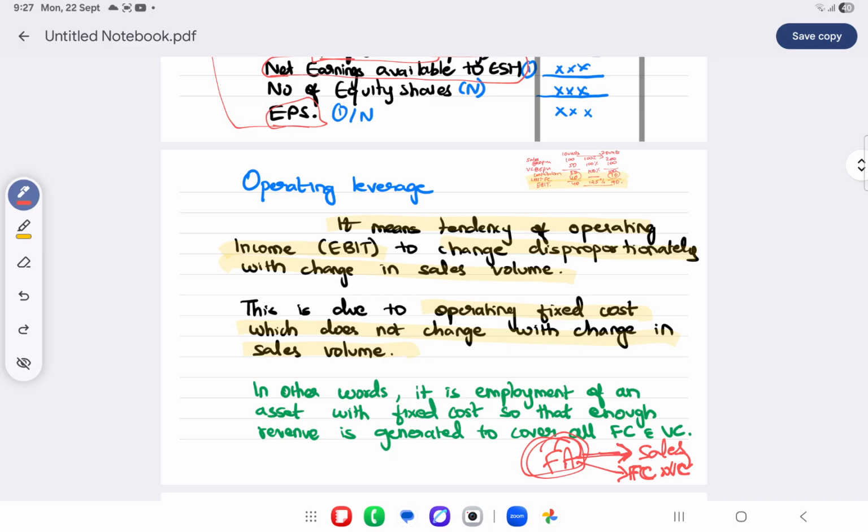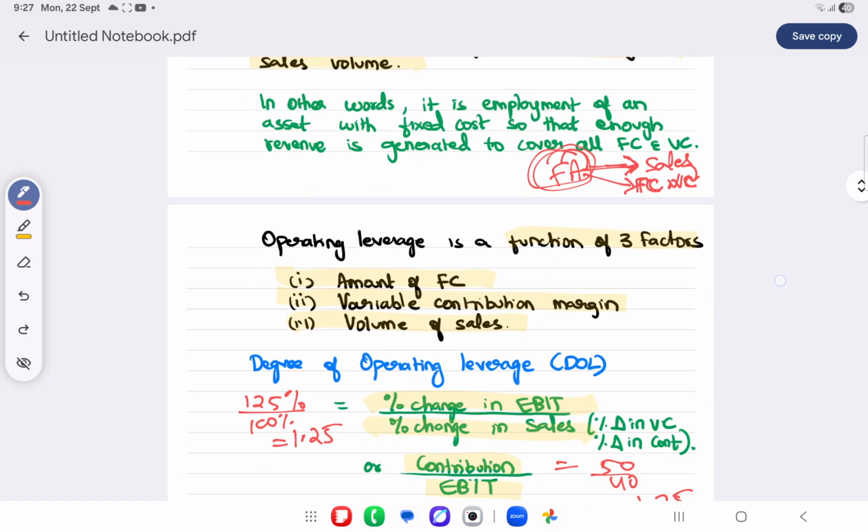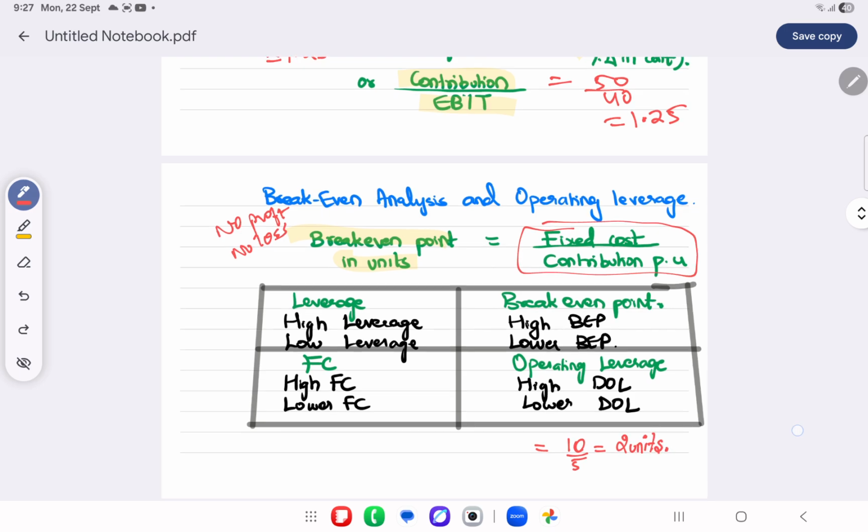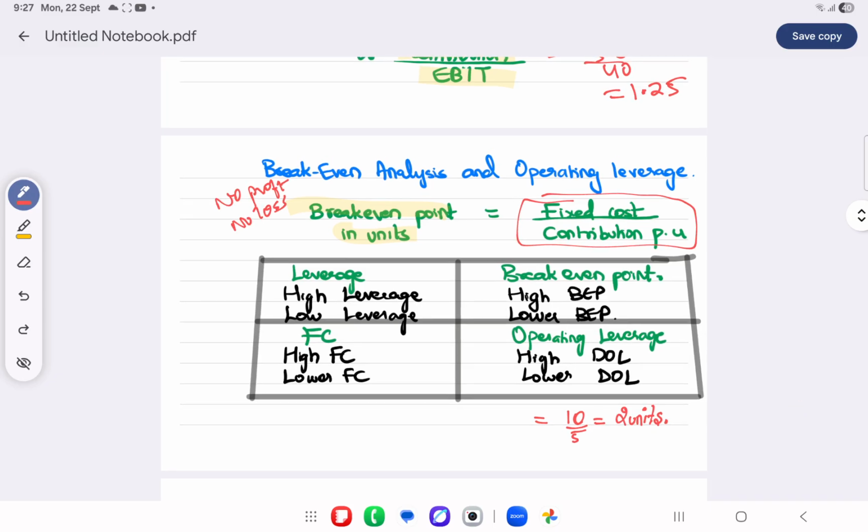What is contribution per unit? 50 divided by 10, which is equal to ₹5. So our break even units is 2 units to cover our fixed cost. So what do we understand from this is, at break even point there will be no profit, no loss, because our contribution covers our fixed cost.